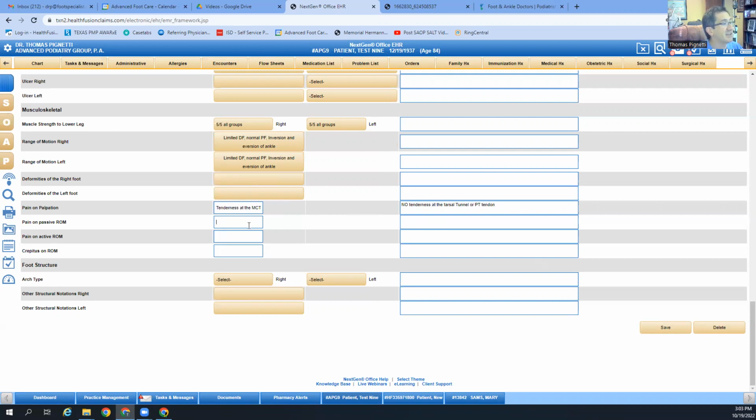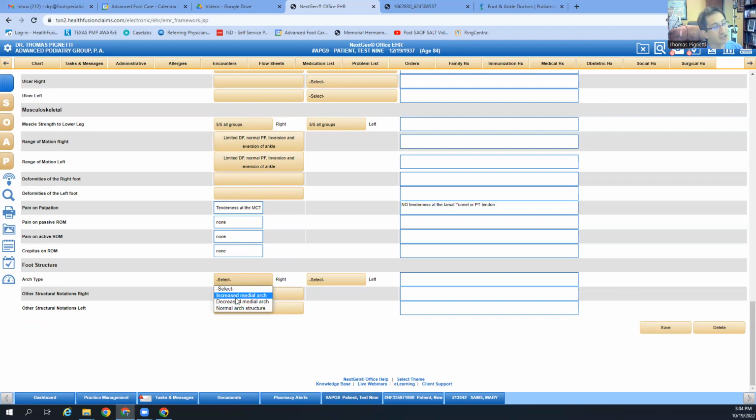Is there pain on passive range of motion? In other words, if I move the foot this way, that way, is there any pain? And let's just say it's none. Is there any pain with active range of motion? Push against, move your foot up, move your foot down. They're moving, that's active range of motion. Passive is I'm moving it. Active is they're moving it under my command. And let's just say it's none. Crepitus, is there any crunching? None. Okay.